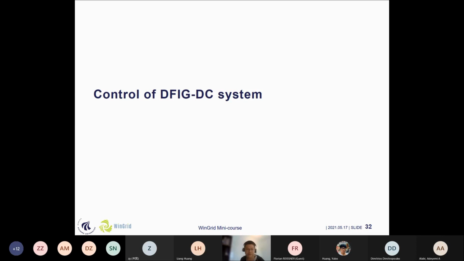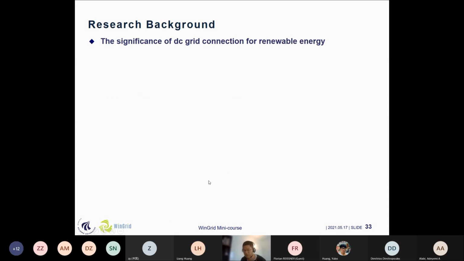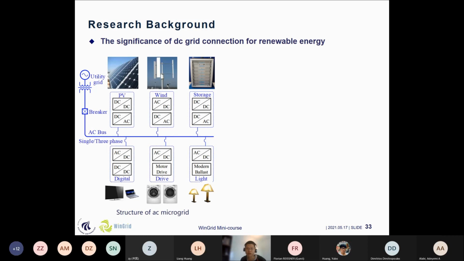Okay. So in this part, I'm going to talk about the control of the DFIG-DC systems, since in the last part we were just talking about the DFIG connected to the AC grid. Here I'm going to talk about the significance of the DC grid connection for renewable energies. As we all know, in this figure I show the structure of an AC microgrid.